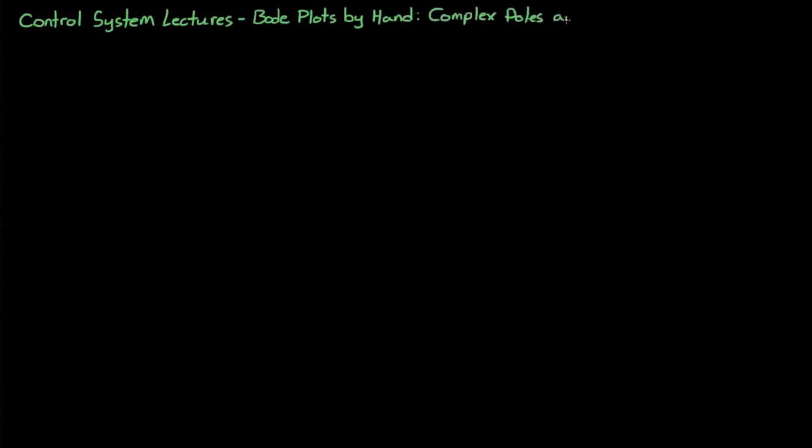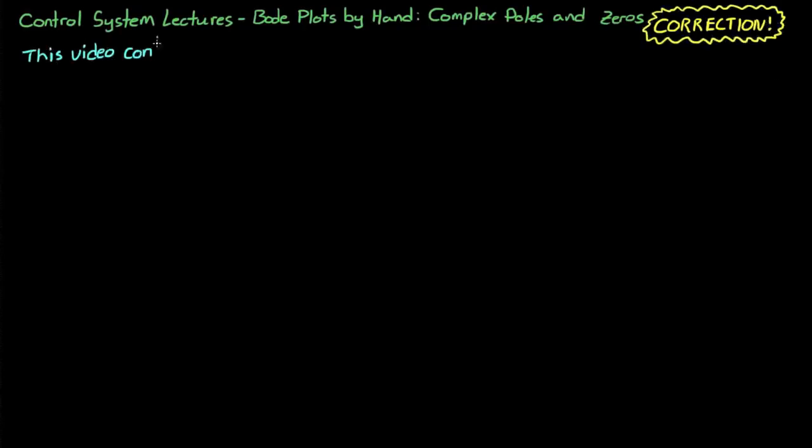Hi everyone. Welcome to the correction video to Bode plots by hand, complex poles, or zeros. This video replaces the last half of the Bode plot video starting at 6 minutes and 40 seconds. I made too many errors at the end of that video to correct with pop-ups and annotations, so I thought this would be a better way to clear up the confusion.